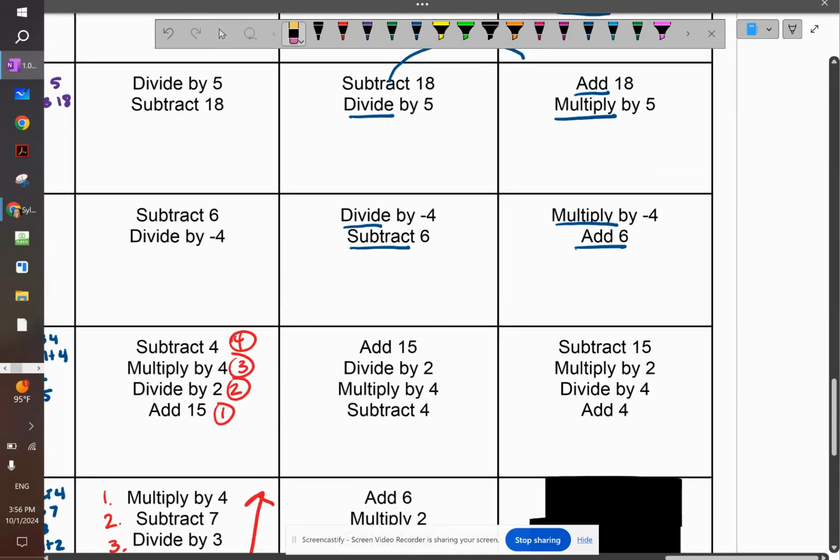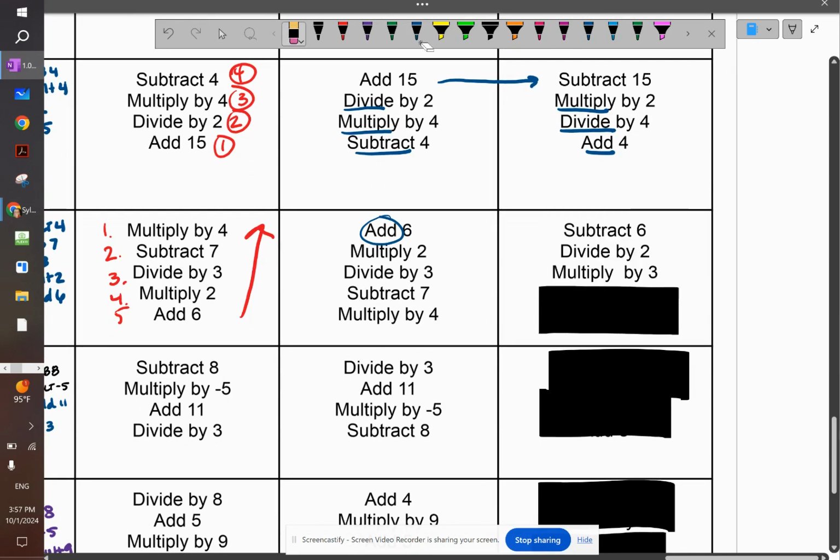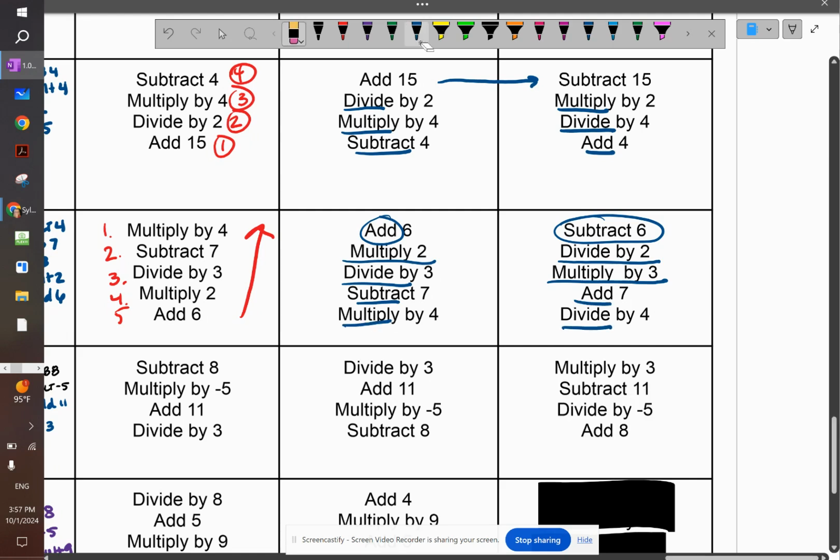Let's do the inverse. Instead of adding 15, my first step is to subtract 15. Divide becomes multiply. Multiply becomes divide. Subtract becomes add. Remember, we are undoing these. These are the inverses. So the inverse of adding 6 is subtracting 6. Instead of multiplying by 2, we're going to divide by 2. Divide by 3, multiply by 3. Subtract becomes add. Multiply becomes divide. Again, divide becomes multiply. Notice that the numbers stay the same.